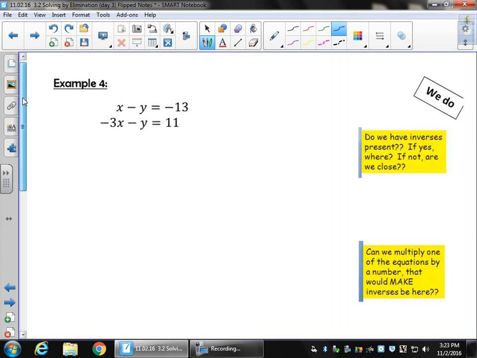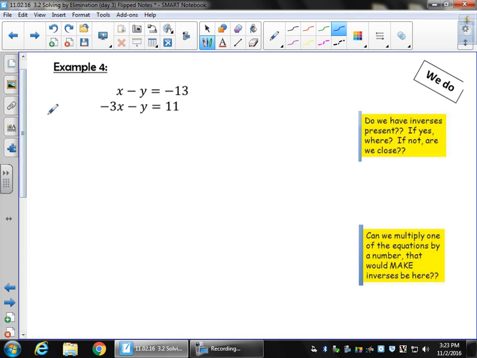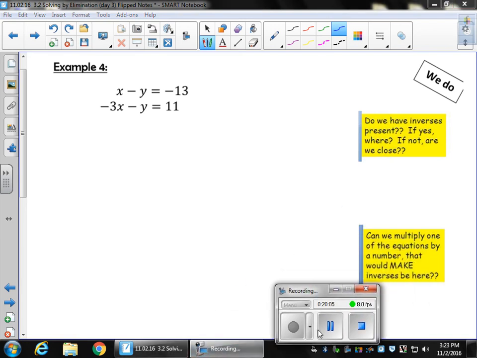Start taking a look at example 4 and read these questions. For me, these questions are in yellow. I know on your photocopy they're gray. But take a look at these questions and see what you think.